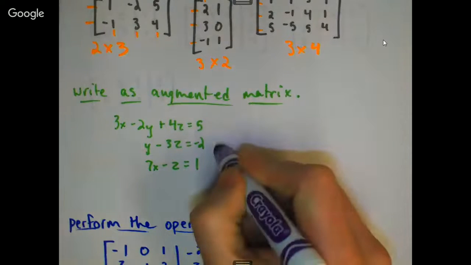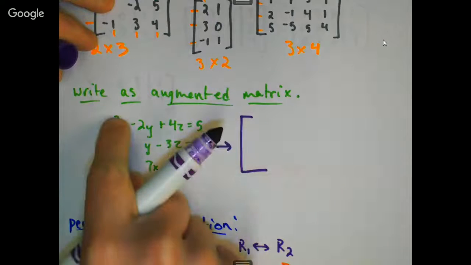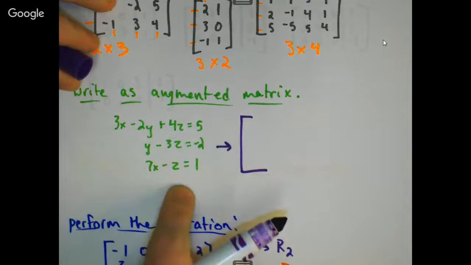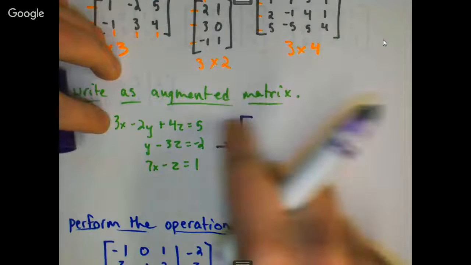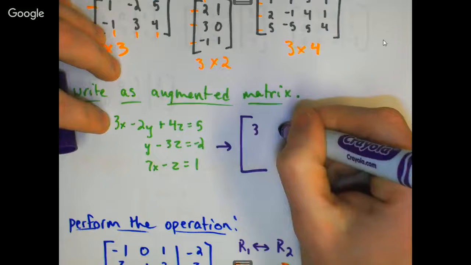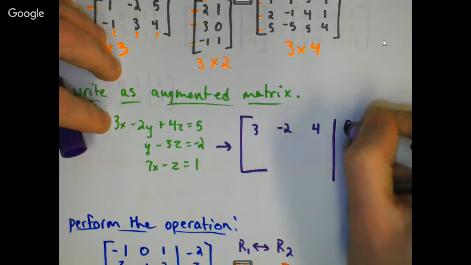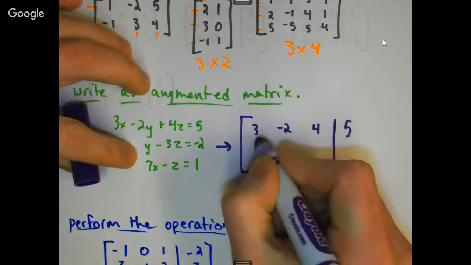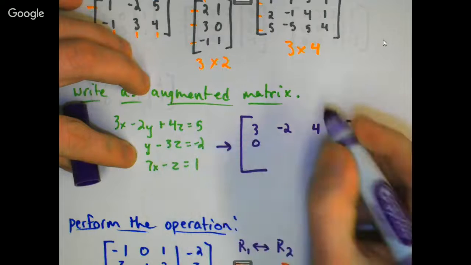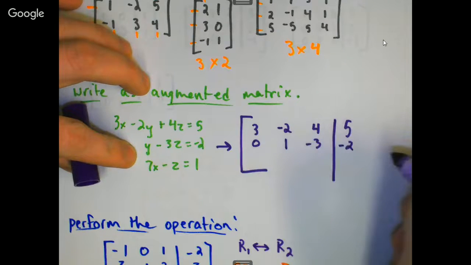So what we want to do is take all of our coefficients and line up all our x's, y's, and z's. This first row here will be the first equation. So it'll be 3x's, negative 2y's, 4z's, and an answer of 5. The next one doesn't have any x's, so it's a 0. It has 1y, negative 3z's, and negative 2 as the answer.